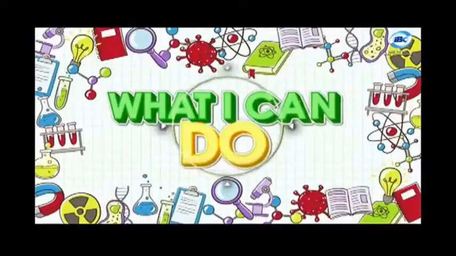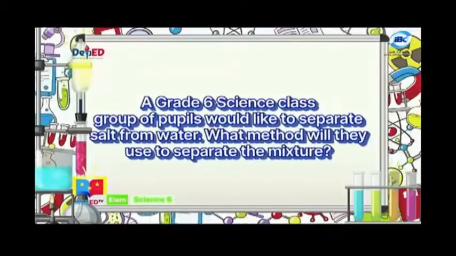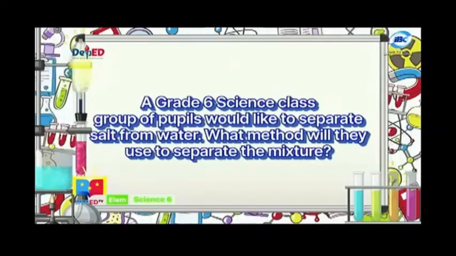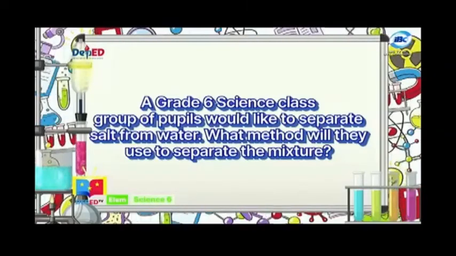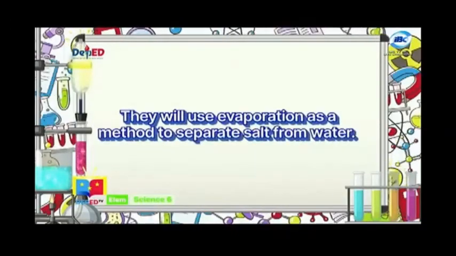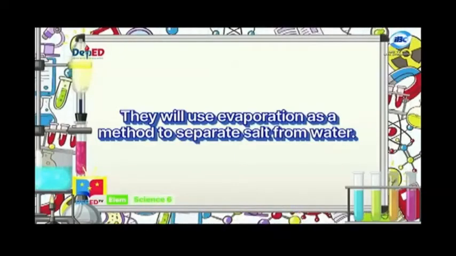Science-minded learners, are you ready for our next activity? What I can do? In your paper, write a short explanation on the following situations. Number 1. A grade 6 science class group of pupils would like to separate salt from water. What method will they use to separate the mixture? That's right! They will use evaporation as a method to separate the salt from water.